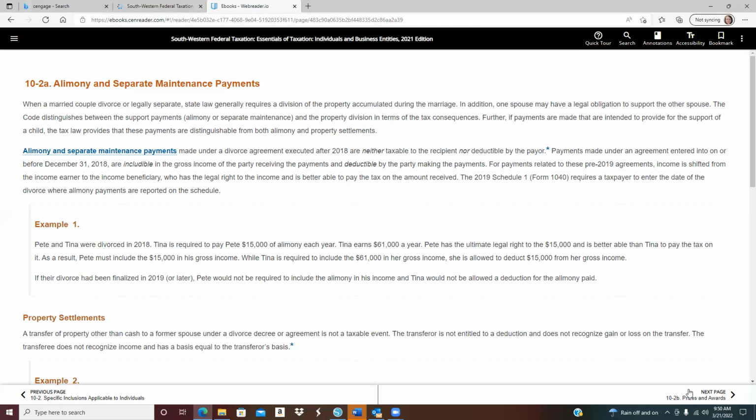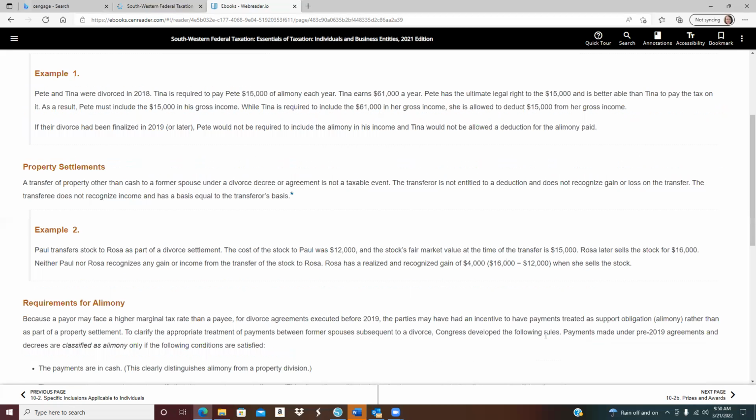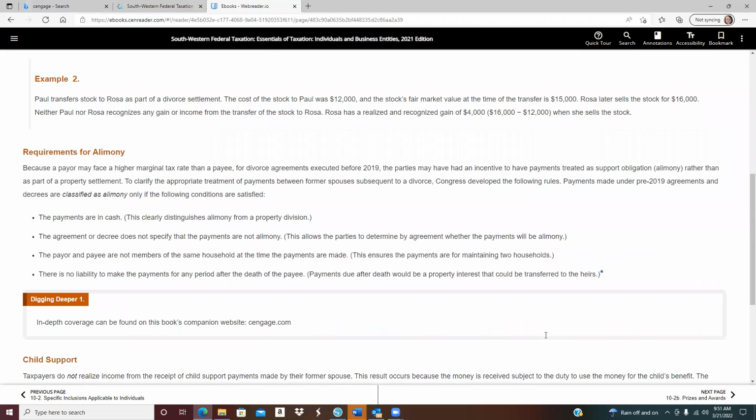We also have things called property settlements. Like I said before, in a divorce, these are separate from the alimony. A transfer of property other than cash to a former spouse is treated differently. The transferor is not entitled to a deduction and does not recognize gain or loss on the transfer, and the transferee does not recognize income and has a basis equal to the transferor's. So no gain, loss, or income is reported on either side, and whatever the basis was before the transfer is carried over to the new owner. So no new basis.